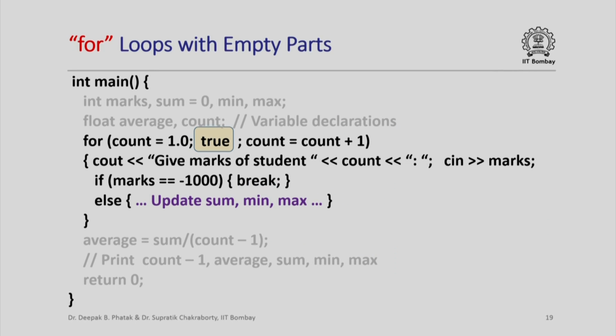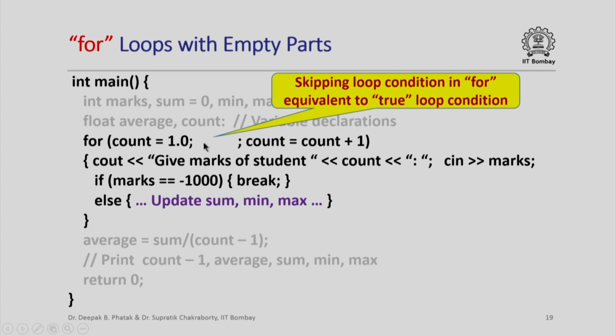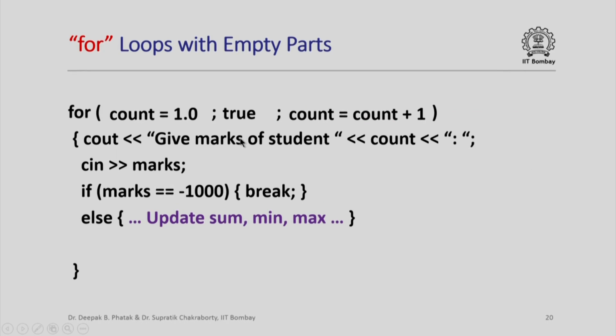Now we could also have for loops with empty parts. Note that I have used true over here. I could actually just skip the true, and skipping the loop condition in a for loop is equivalent to having a true loop condition. In fact, we can do more.